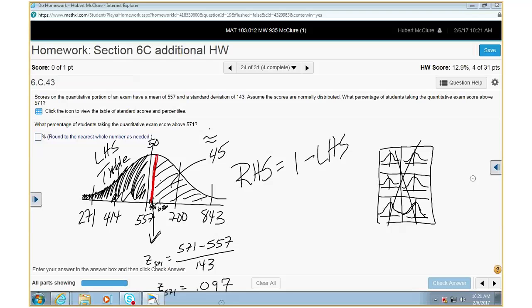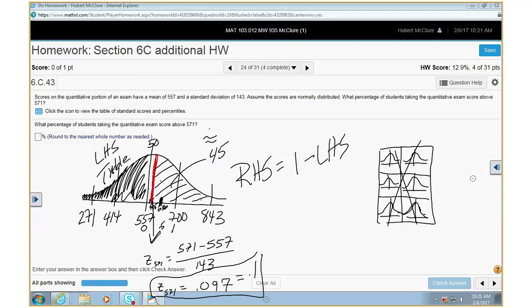Well, yeah, Hubert, because if this was a z-score of 0 and this was a z-score of 1, half would be 0.5. So we got 0.1. So is that feasible? Because this would be 0.5. Is that feasible? Yeah. So 0.1, or 0.097, is what you're going to be looking up.